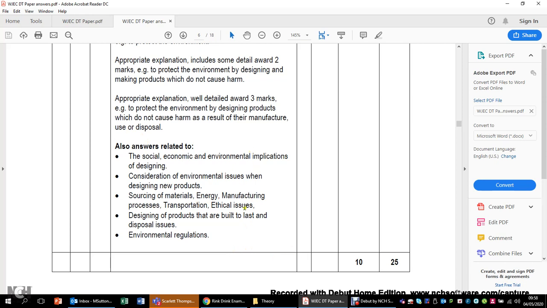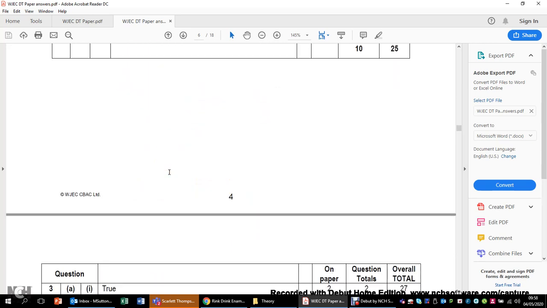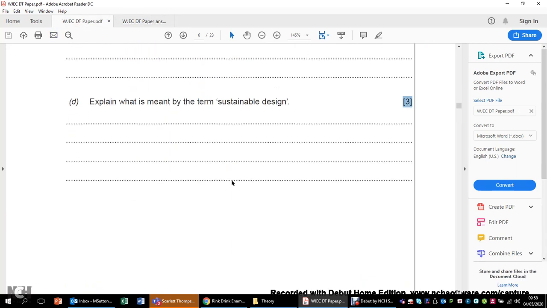Really anything along those ones, as long as it goes back to protecting the environment, reducing the impact on the environment, both when it's being manufactured, when it's in use, and when it's disposed of. So making sure it can be taken apart and recycled is an absolutely crucial one. So give yourself a maximum of 3 marks out of that one.